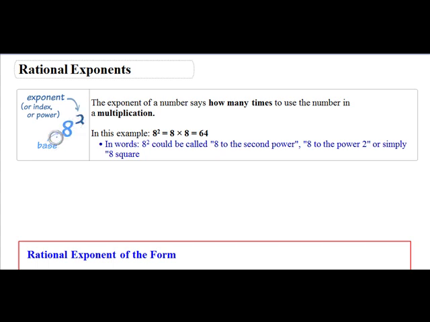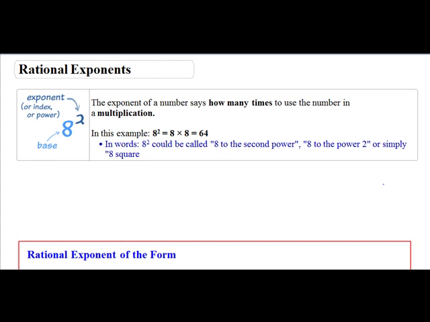The 8 is the base. The 2 here is called the exponent, index, or power. The exponent of a number says how many times to use the number in multiplication. For example, we have 8 squared, which means 8 times 8. So in words, we say 8 to the second power, 8 to the power 2, or 8 squared.